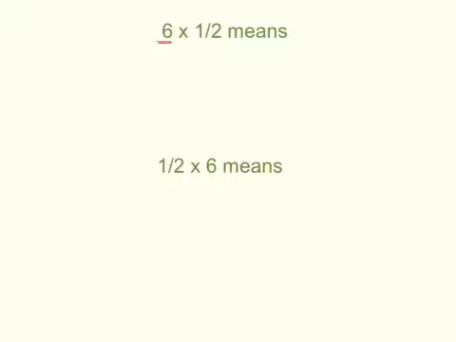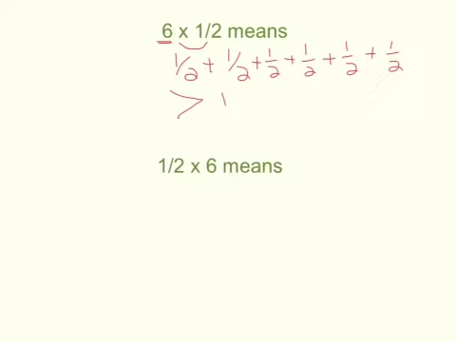Here's our whole number 6, and we have 6 groups of 1/2. Which means I have 1/2 plus 1/2 plus 1/2, and I have 6 of them. So if I have 6 halves, my product obviously has to be greater than a half because I'm taking 6 halves, which is greater than just 1/2. So my answer is 6 halves, and that is equivalent to 3 wholes.